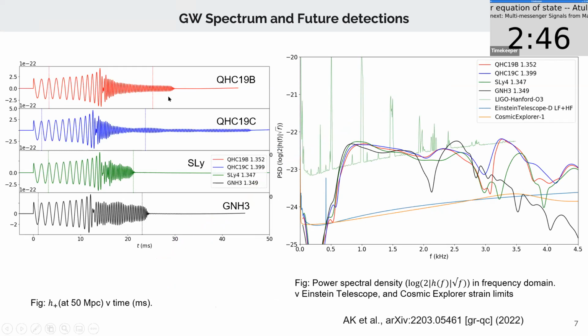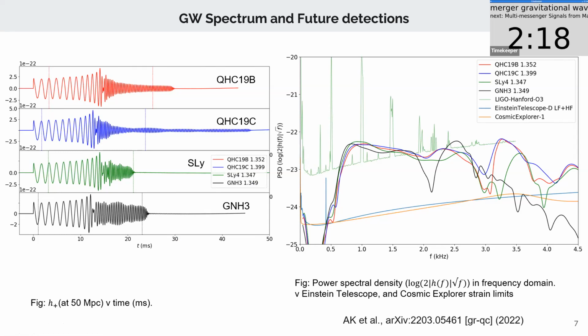So here are the waveforms on the left-hand side. What you're seeing is QHCs, the top two, and the next two are SLY and GNH3, the hadronic EOSs. What you'll notice is they all have merger time being almost the same, about 11, 12 milliseconds. But post-merger is much different. Particularly, QHCs have a prolonged post-merger, while SLY and GNH3 have a shorter post-merger.